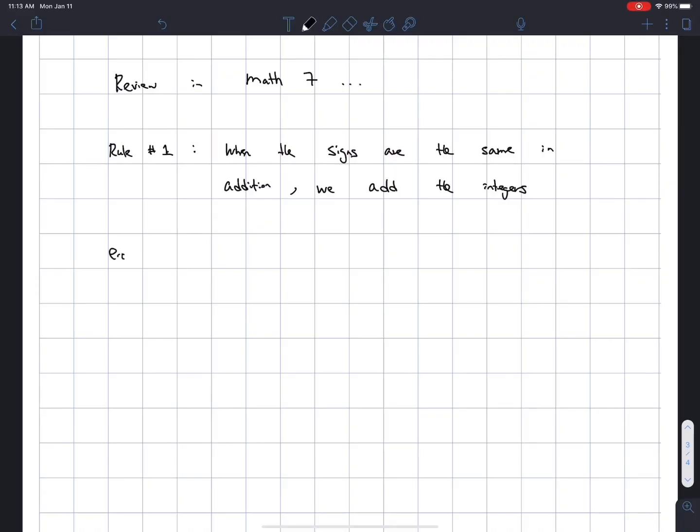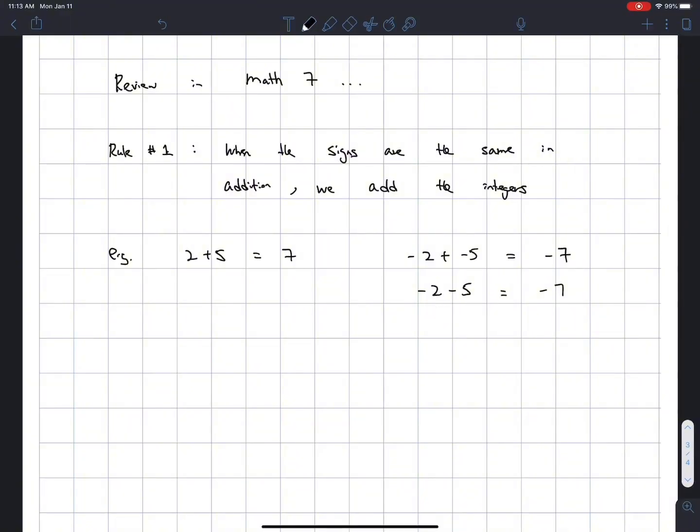I'm going to give you an example. An easy one will be 2 plus 5 is 7. We all know that. How about negative 2 plus negative 5? We still add the integers. It will just be negative 7. And what you should know is positive and negative, when they're right next to each other, will just be negative. So this is the same as negative 2 minus 5, which is negative 7. So whenever they have the same sign, you really just add the integer. Okay?